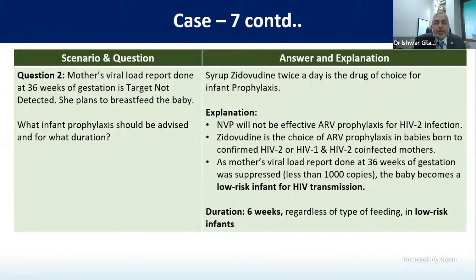As mother's viral load report done after 30 weeks of gestation was suppressed, less than 1,000, in this case TND, undetectable is untransmittable, and that is a rule. The baby becomes a low-risk infant for HIV transmission. Duration will be 6 weeks regardless of feeding in the low-risk infant scenario. Next slide, please.